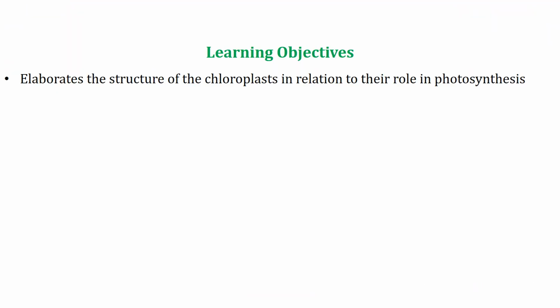Let's begin with our learning objective for this lesson. By the end of this lesson, you should be able to elaborate on the structure of the chloroplast and explain how it relates to its role in photosynthesis. We are going to break it down part by part and connect structure with function.